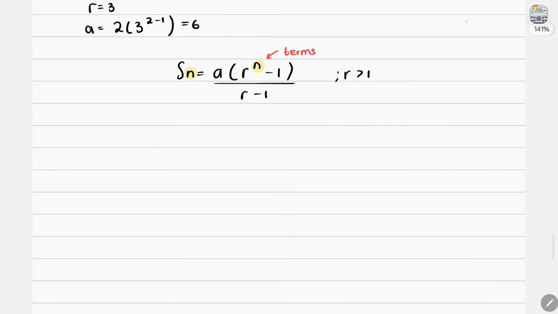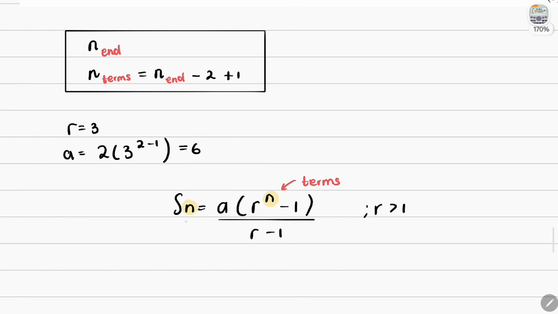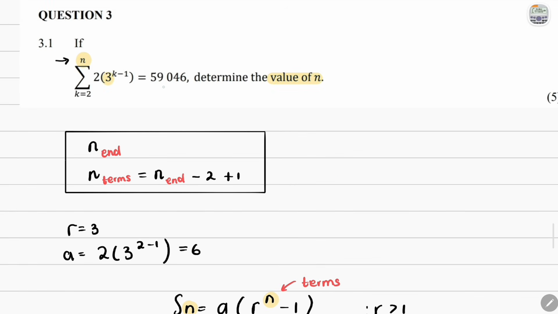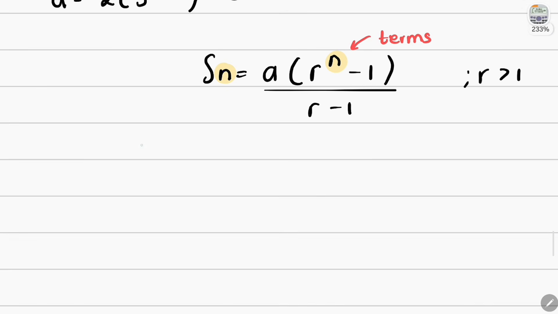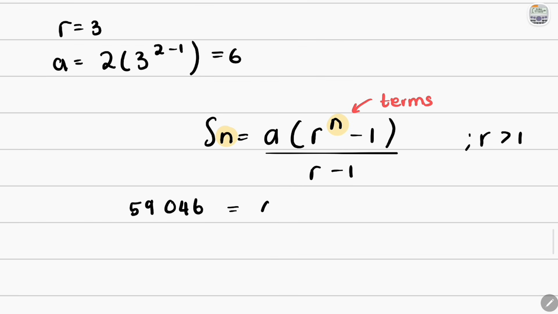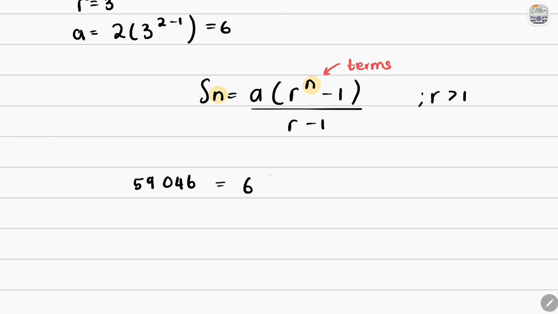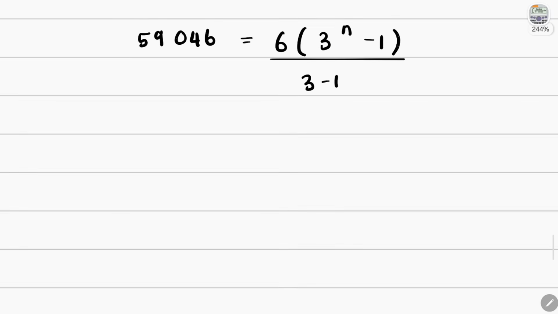Okay, so let's substitute our values. Sn, the sum of the series, is 59,046. So we'll say 59,046 is equal to, a is 6, and we have r, which is 3, raised to the power of n minus 1, all over r minus 1. So 3 minus 1. Okay, 3 minus 1 is already 2.